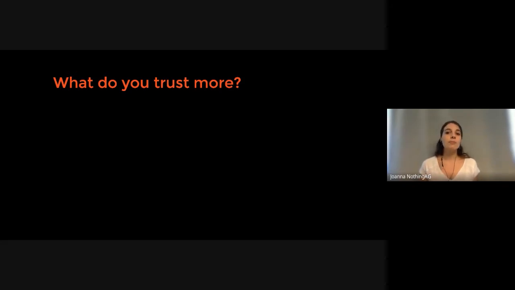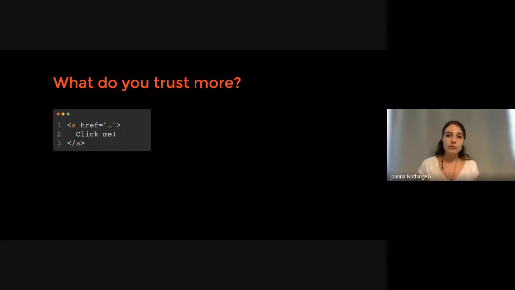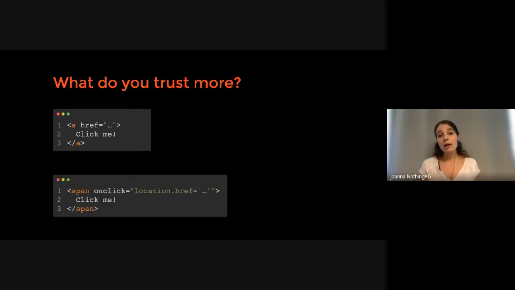Bringing it back to the domain of the web, web development is becoming more and more powerful, and often there are many ways to reach a goal. Typically, I want to present you today two ways in which you can define a link, and I would like you to reflect on which you trust more between a link implemented using an anchor tag with its href attribute, or a link implemented using a span tag with its onclick attribute.